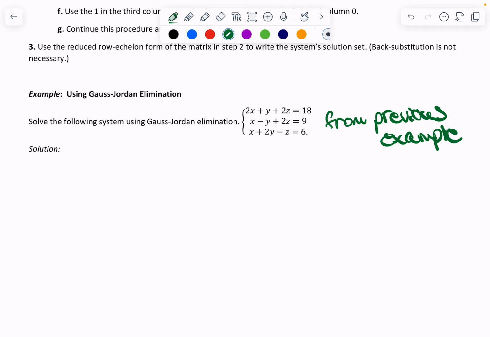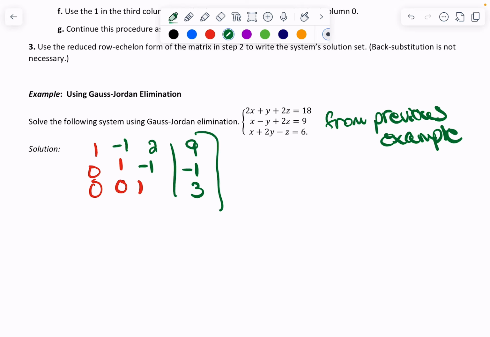So we have 1, 0, 0, 1, 0, 1, and then the rest are -1, 2, -1. The augmented column is 9, -1, and 3. So right now, our goal is to get this to a 0. Again, if we need a 0, we are adding, and we are adding to row 1.